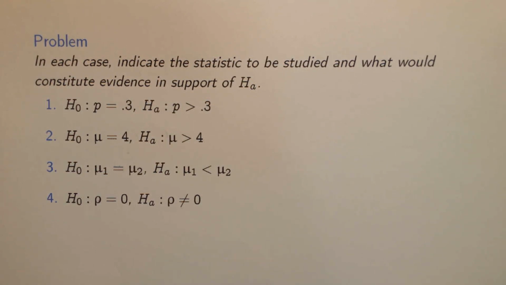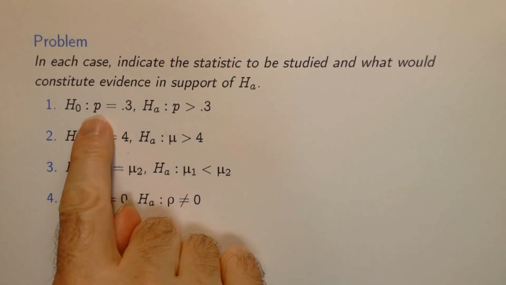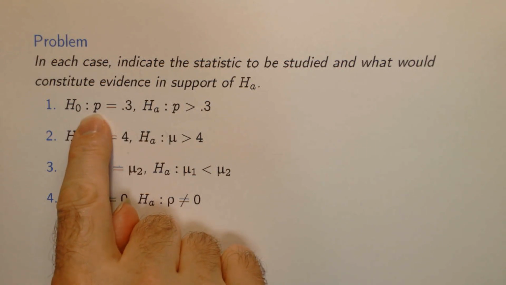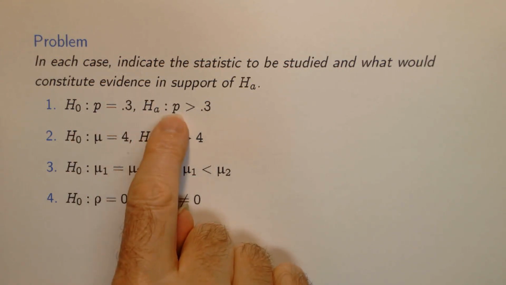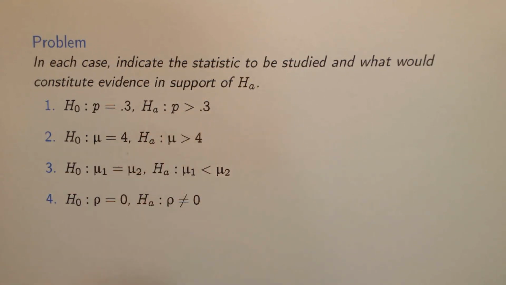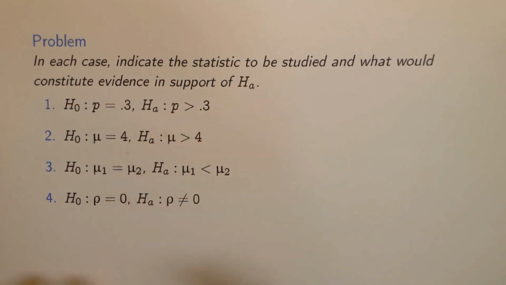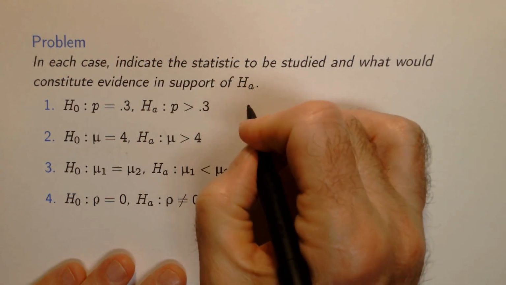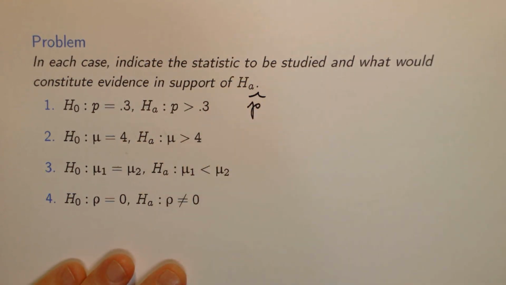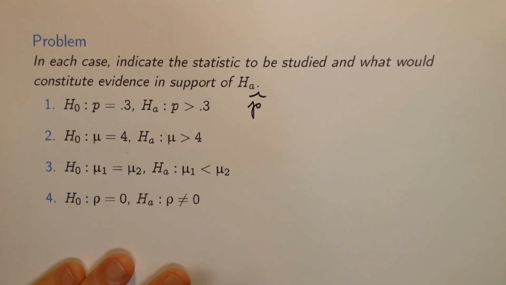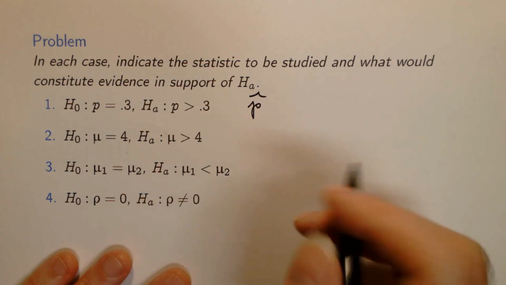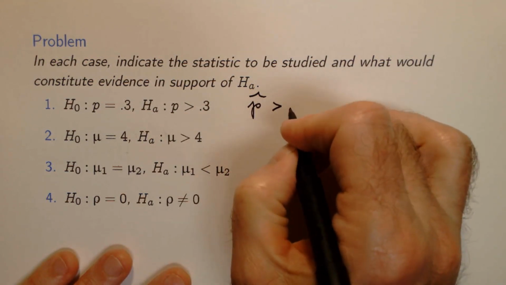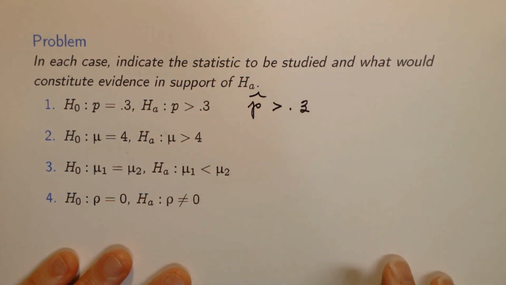Well, in this first problem here, we see that we're given the null hypothesis is that some proportion is equal to 0.3, and the alternative hypothesis is that proportion is in fact greater than 0.3. Now, since we're working with a population parameter of a proportion, the sample statistic that we'll use is going to be a p hat, a sample proportion, and what we would accept as evidence in support of the alternative is any value of p hat that's in excess of 0.3, okay?